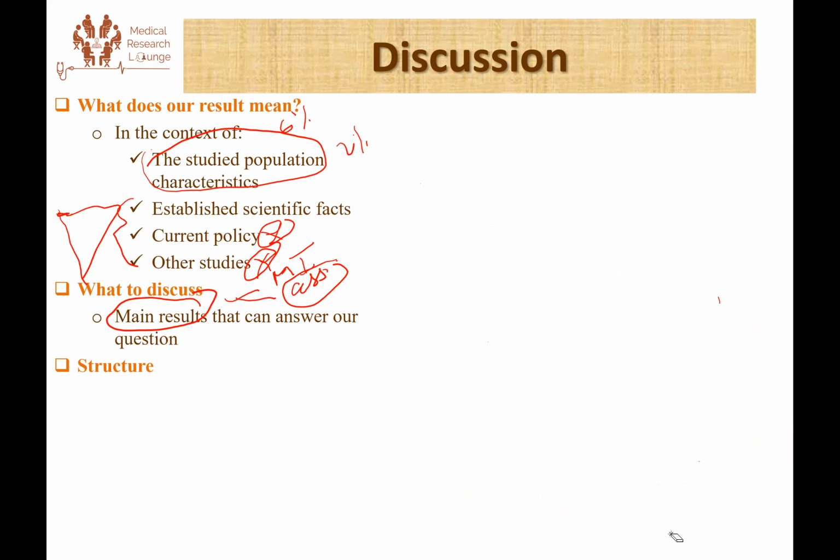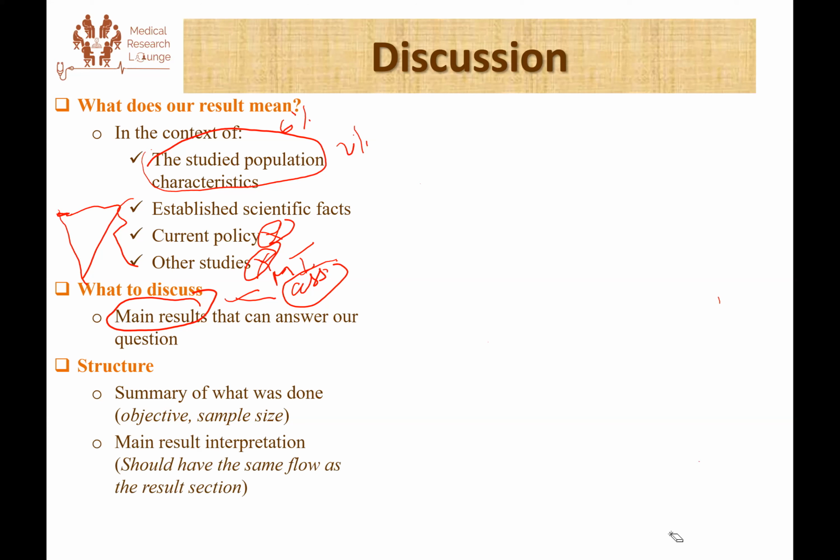Next is the structure of our discussion section. The first thing we can do, and it's a common trend, though you can also skip this part, is to present a summary of what was done, what our objective was, and what sample size was studied. Sometimes we can add the rationale of the study, but we have to make sure this is not more than 3 or 4 sentences.